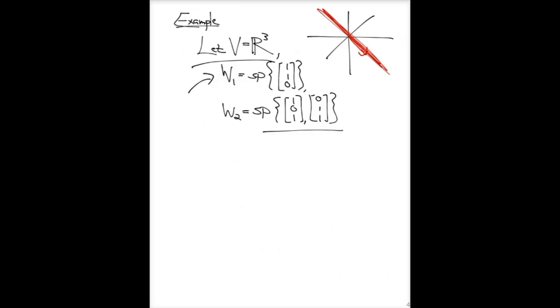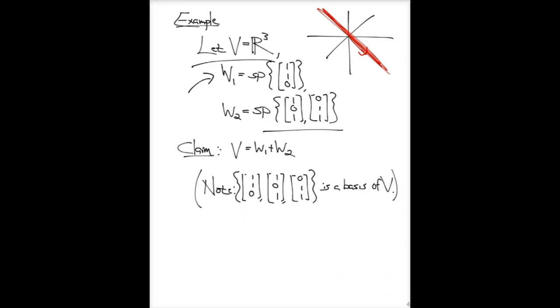So first things first, we claim that V is equal to the sum W1 plus W2. To verify this claim, we'll take an arbitrary vector in V and show that we can write it as a sum of two vectors, one in W1 and one in W2.